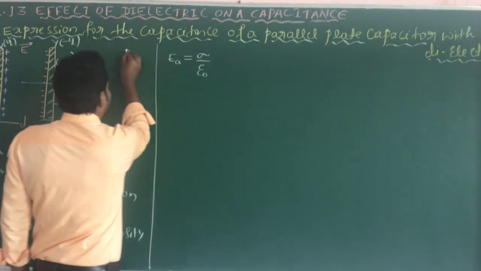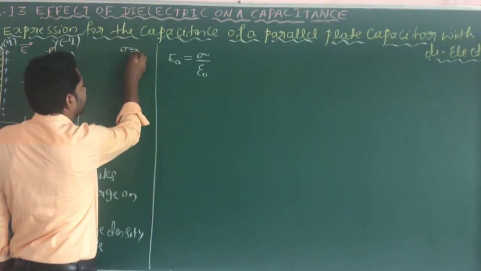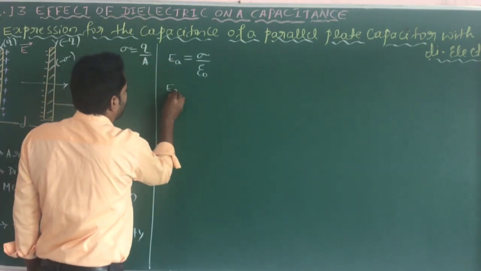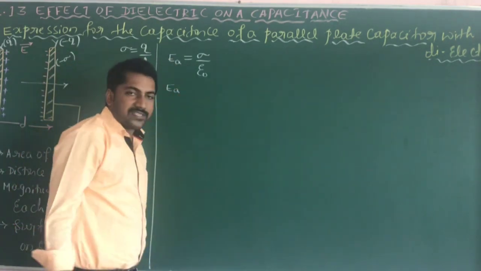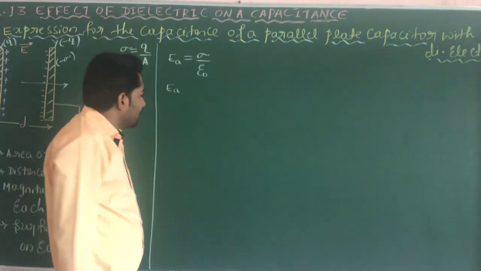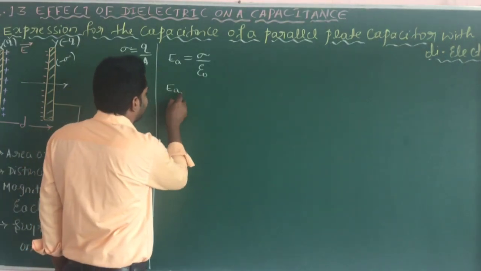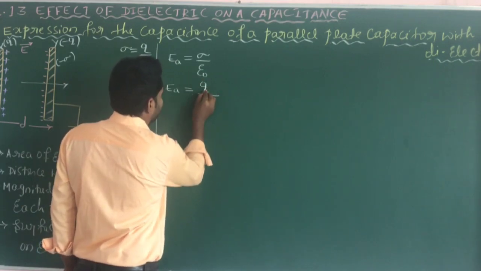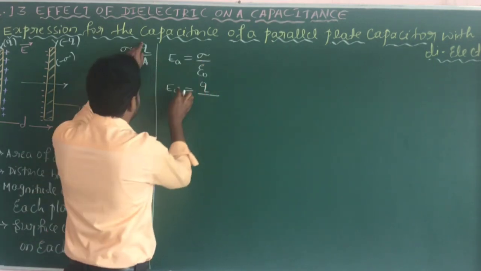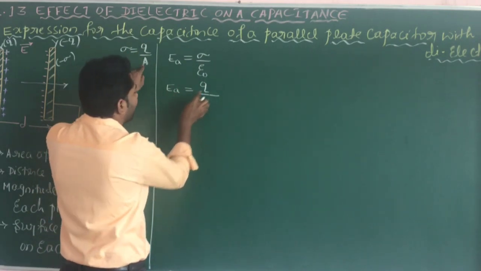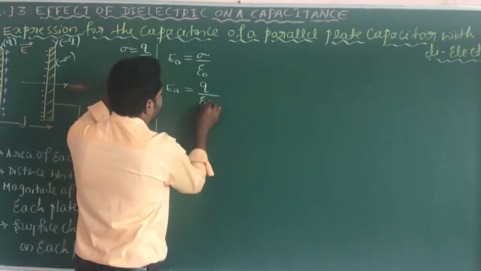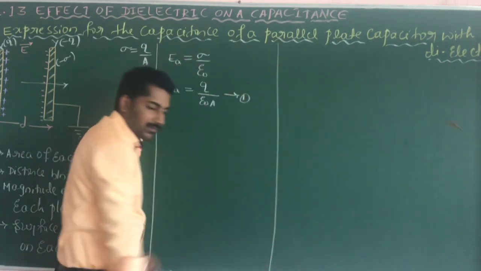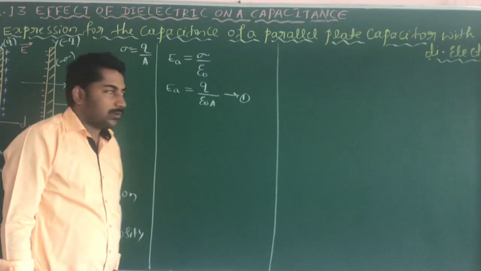Here sigma is the surface charge density, the charge per unit area. We get the electric field between the two plates in the absence of a dielectric medium, that is, in air or vacuum. The electric field in air is E_a equals Q divided by epsilon naught into A, using Q divided by A instead of sigma. This is equation number 1.